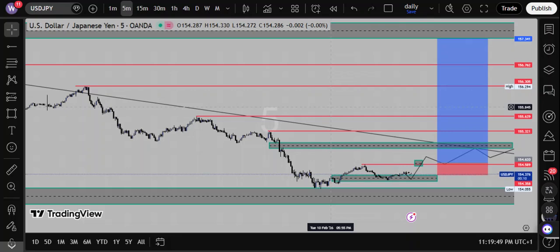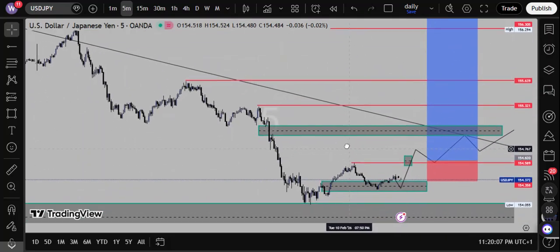Then when your price gets to your resistance area or your support area, you expect price to give us a fair value gap and just follow the fair value gap concept, right? But if you want to take sniper entries on your support and demand zone, let me use this for example.